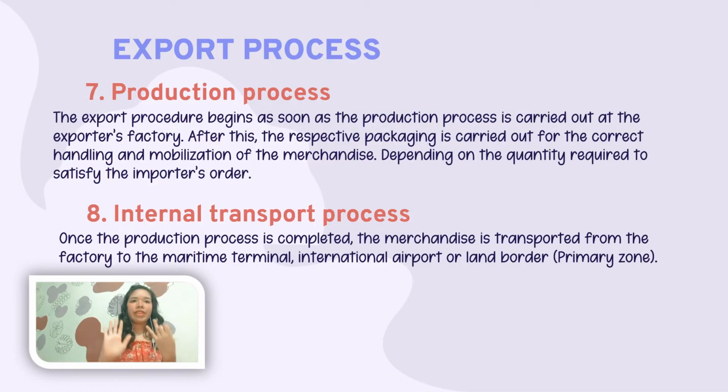And now 7. Production process. The export procedure begins as soon as the production process is carried out at the exporter's factory. After this, the respective packaging is carried out for the correct handling and mobilization of the merchandise, depending on the quantity required to satisfy the importer's order. Internal transport process. Once the production process is complete, the merchandise is transported from the factory to the maritime terminal, international airport, or land border.